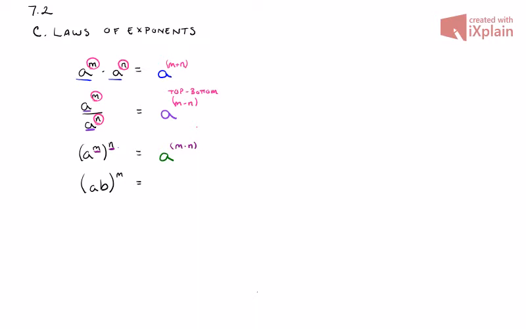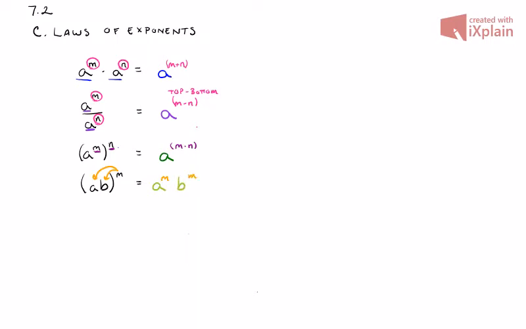The last one that we have here is where you're multiplying two values and you're raising that entire product to an exponent. If we need to, we can split that out. So we can give that m to the a and to the b. In this case, we could have a raised to the m power times b raised to the m power.